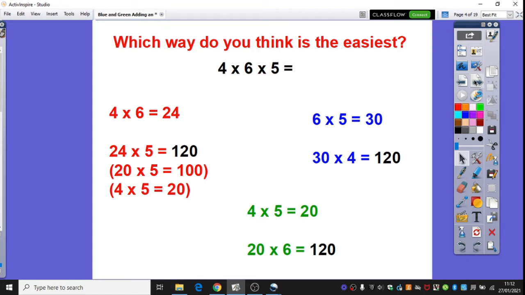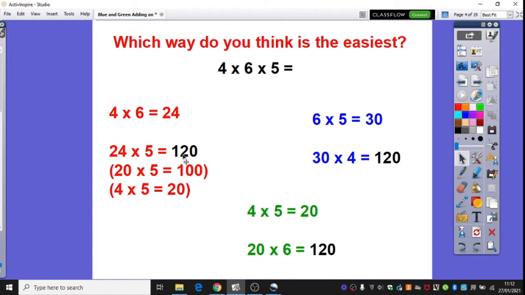So I'm going to start over here with this red one, where everything is in the same order as it originally is in the question. So first of all, we've got 4 times 6 is 24. Then we needed to do 24 times 5. Now in order to do that, I needed to do 20 times 5 and 4 times 5. So you can see here I've partitioned 24. I've worked out what 20 times 5 is, which is 100, and 4 times 5, which is 20. And I added those together, which gave me the answer of 120.